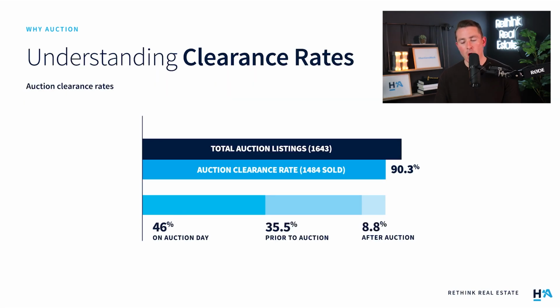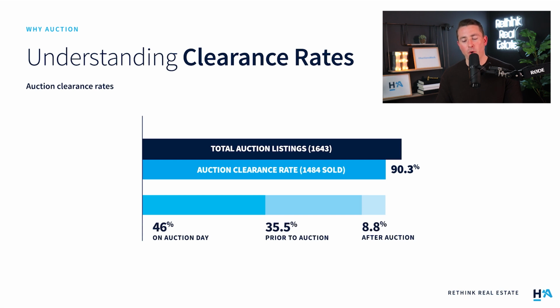For example, over the past 12 months in California alone, we've done 1,643 auctions, selling 1,484 of those, giving us a total clearance and success rate of 90.3%. Now, I want you to understand that when I say clearance, when I say selling, no one's ever been forced to sell. None of our clients are in a position where they are obligated to say yes. They can always say no at any point.